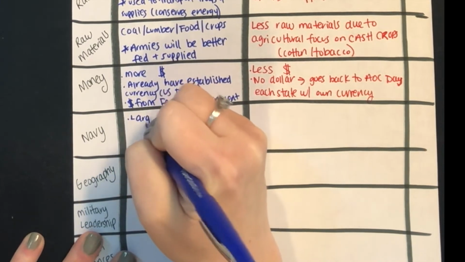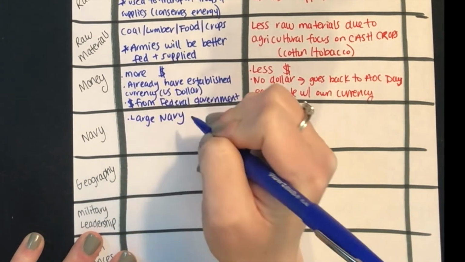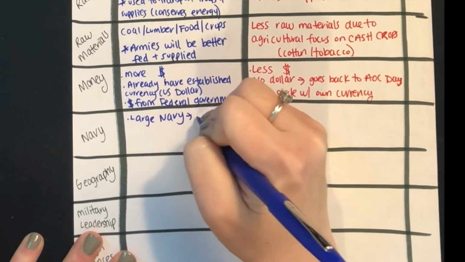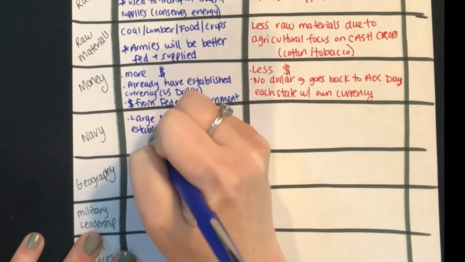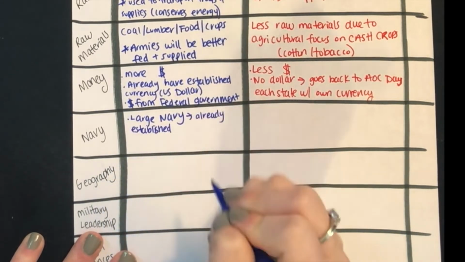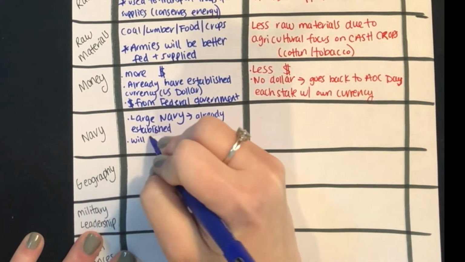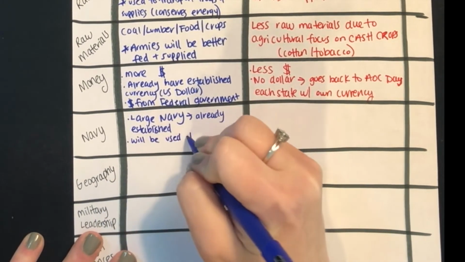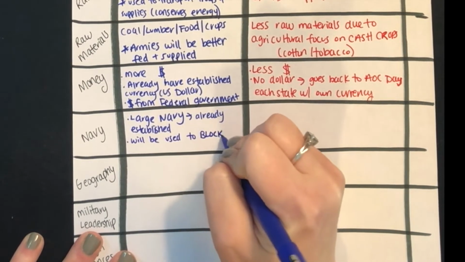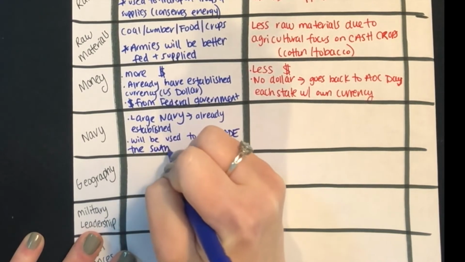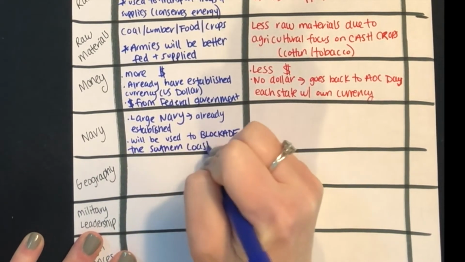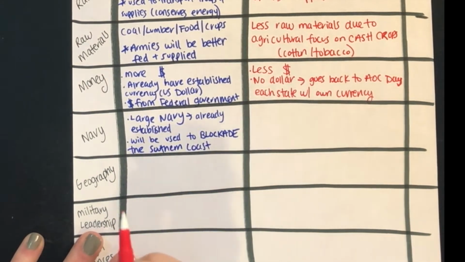Going on with established systems. The North has a large navy. It's already established. They're going to use their navy to blockade the southern coast. Think about the word block. Blockade. So basically they're going to try to prevent goods from coming into the South from other countries. That's what their plan is. They're going to try to blockade the southern coast.